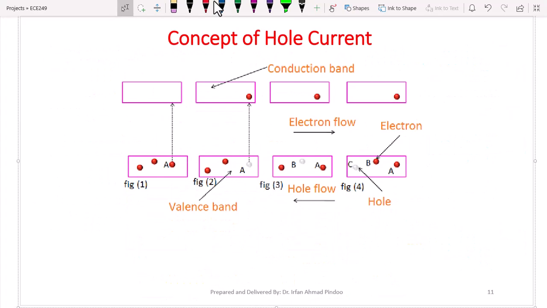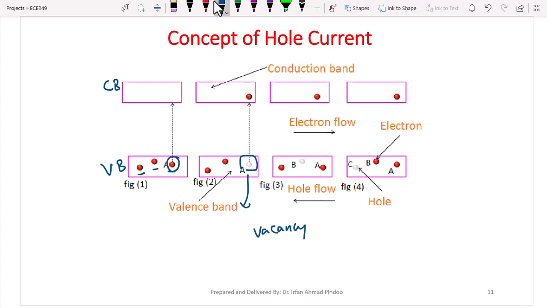And you can see there is an example given here. We have a valence band here and a conduction band at the top, and we have some electrons available. In figure 2, the electron which was available at position A is moving to the conduction band. So what has been created here is a vacancy. And why has this vacancy been created? Because there is an absence of an electron, because this electron has moved to the conduction band.